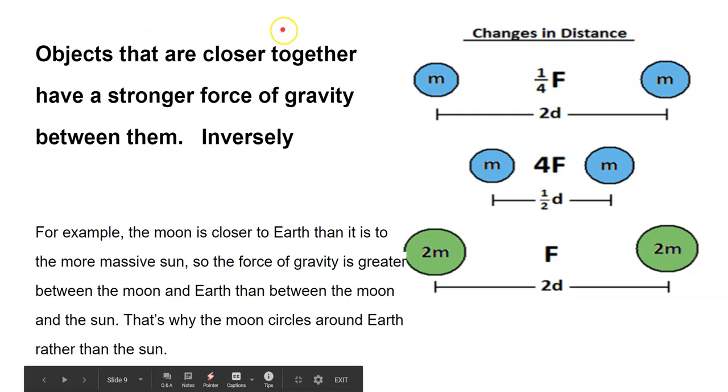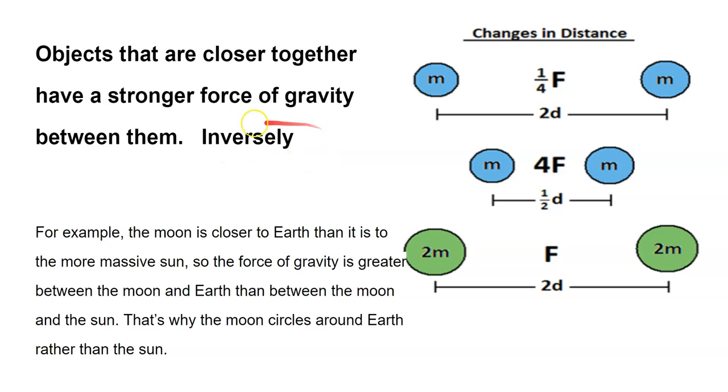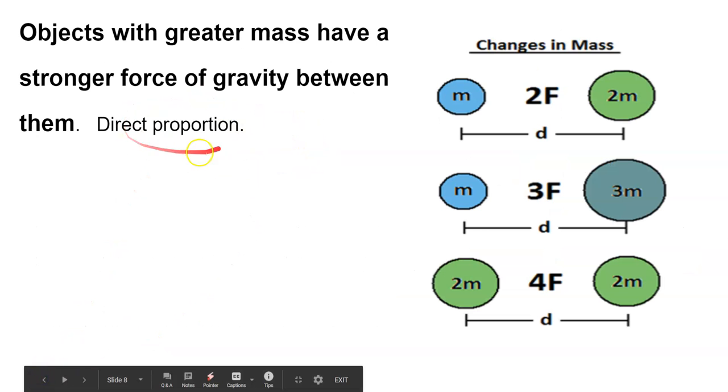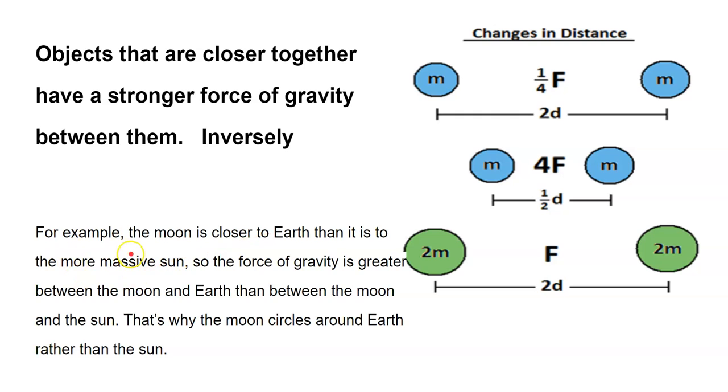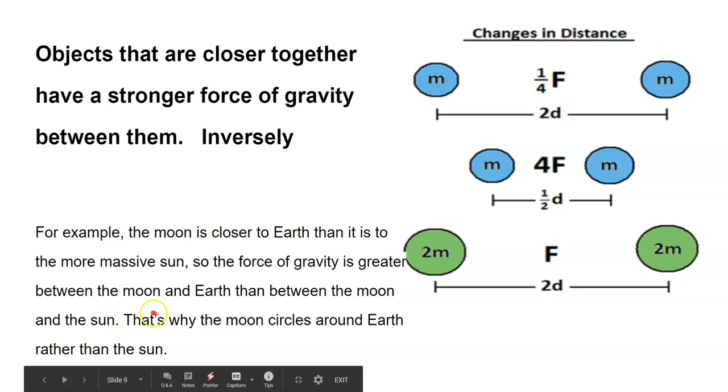All right, objects that are closer together have a stronger force of gravity between them. And these are inversely proportional, whereas these were directly proportional. So for example, the moon is closer to Earth than it is to the more massive sun. So the force of gravity is greater between the moon and Earth than between the moon and the sun. So that's why the moon circles around the Earth rather than the sun.